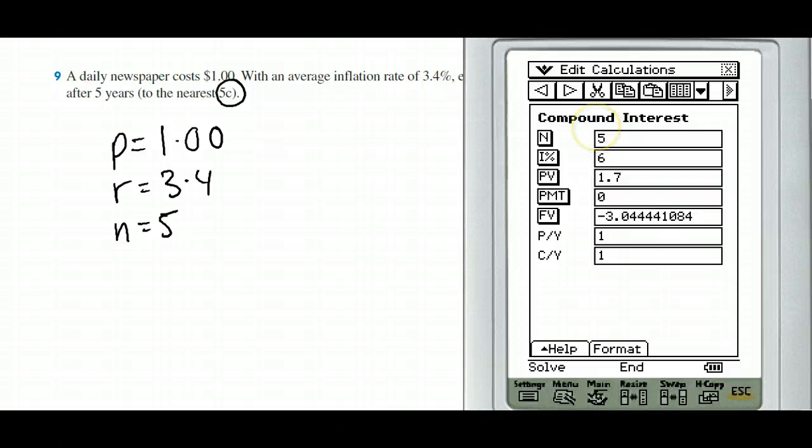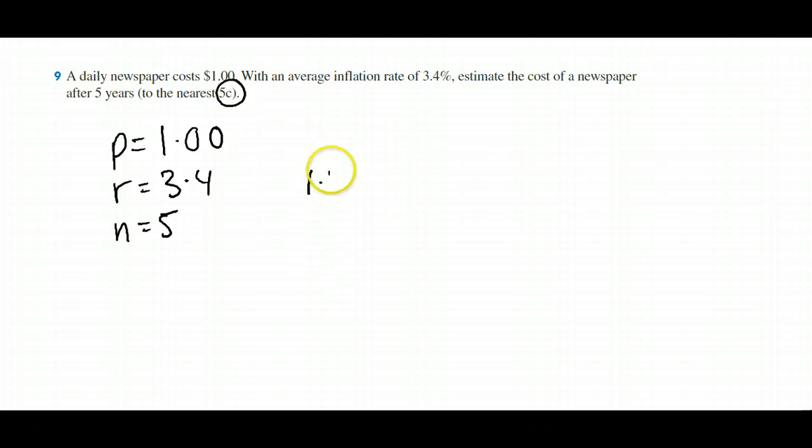So N is 5, I is 3.4, 1, and those bottom two numbers stay at 1. We end up with 1.18, but we want it to the nearest 5 cents, so that's going to be 1.20, $1.20.